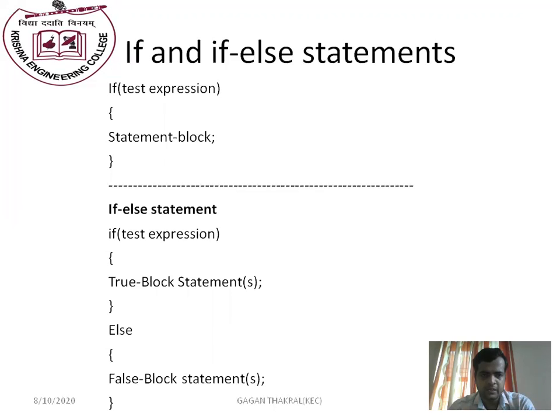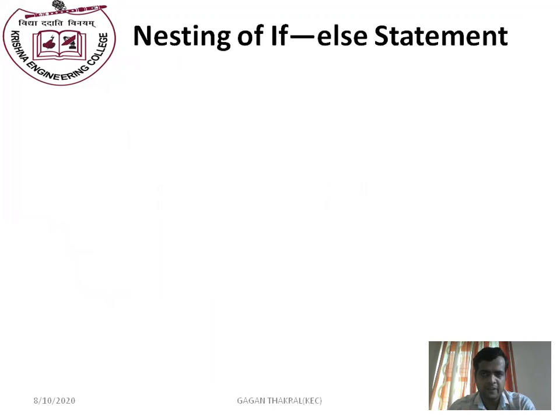Now, the if-else statement. In if, we pass the test expression and the block which we want to execute with the help of if. And in else, if the if is false, then the else block automatically works, and we write the statements to execute in the else block. Nesting of if-else statements: if we pass an if-else statement inside the if, then it is known as nesting of if-else statements.